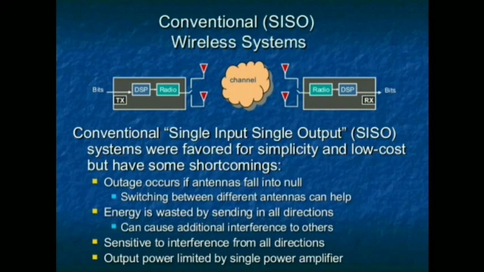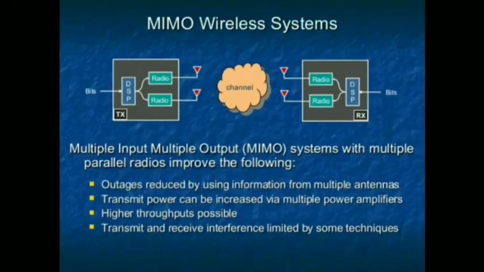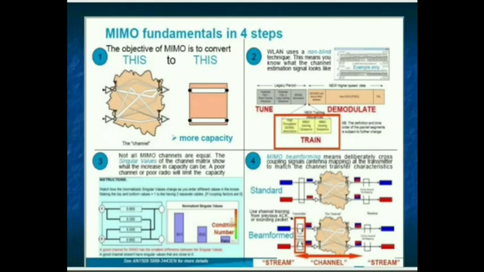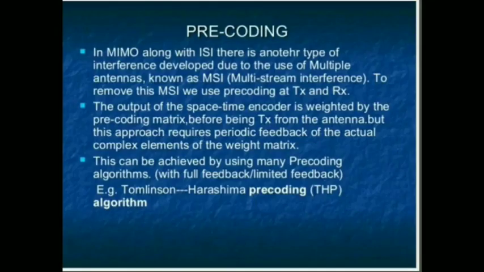Then we are going to see the conventional SISO wireless systems, single input, single output, which is one of the special cases of MIMO systems. The next one will be multiple input, multiple output wireless systems. In a single input, single output system, there will be a wastage of energy, and it consumes a large amount of energy. This will be overcome by the use of MIMO wireless systems, in which the transmit power can be minimized. And we are going to see a comparison between multipath and capacity. When there is a multipath signal, surely the capacity will be improved. Fundamental steps will be mentioned. And next, we're going to see about pre-coding.